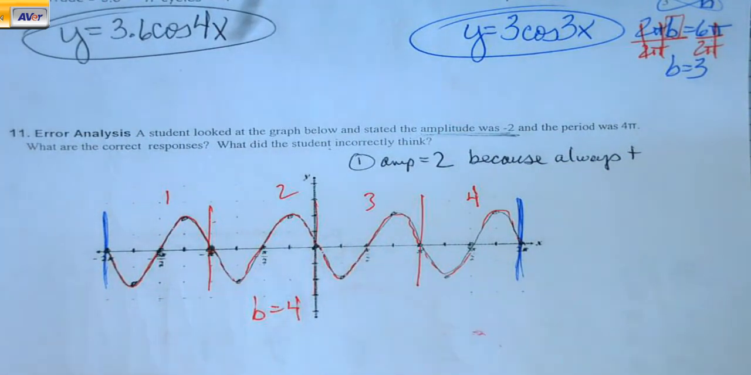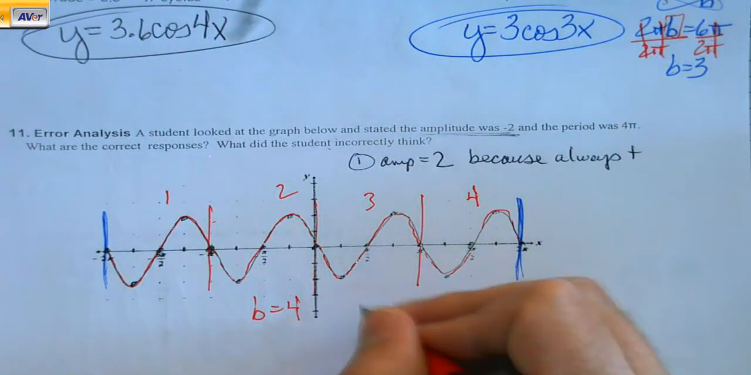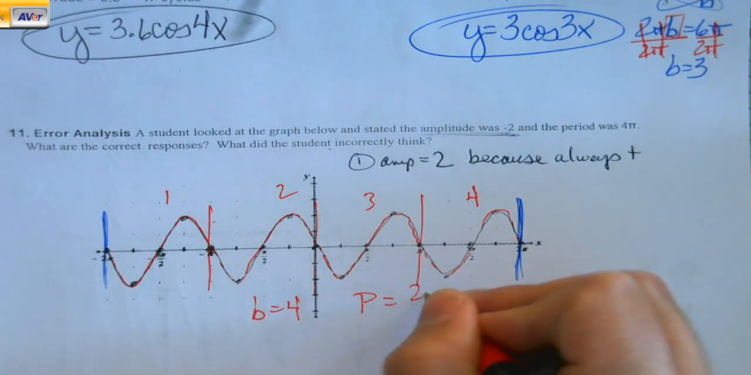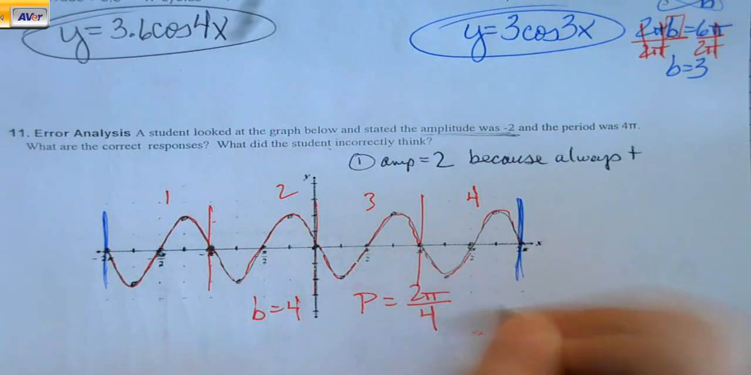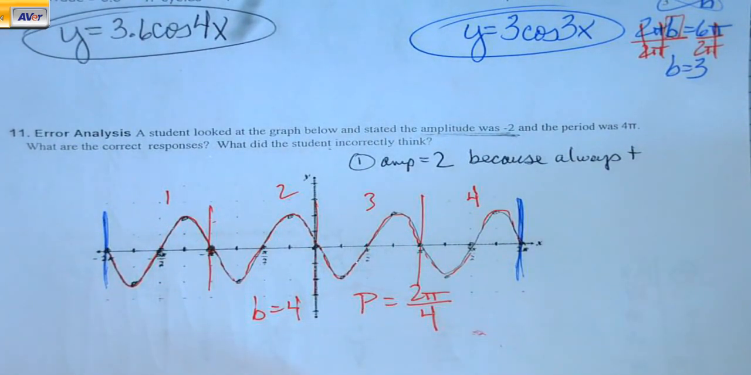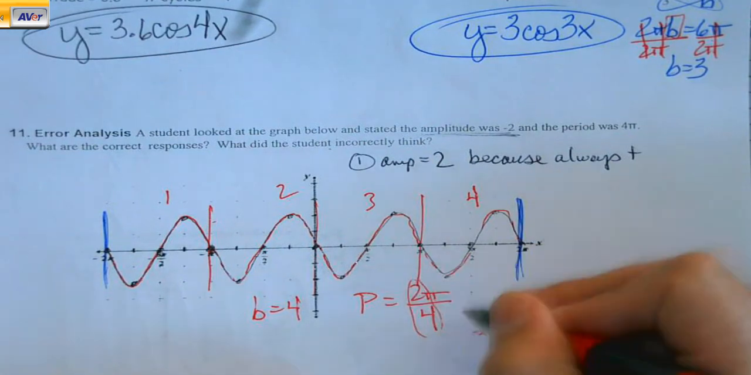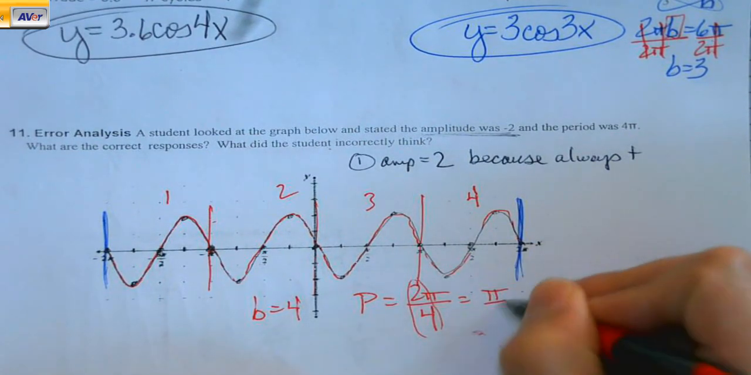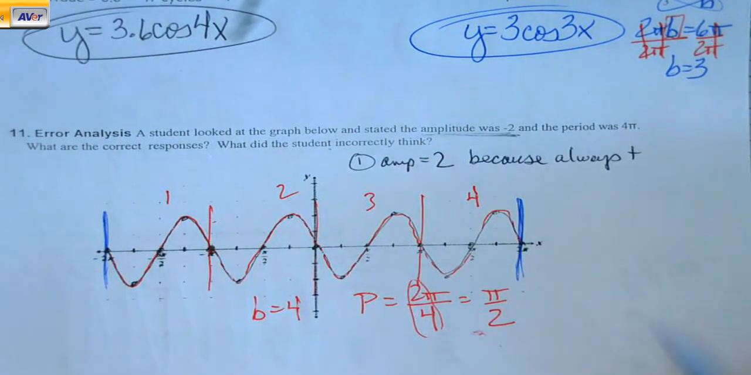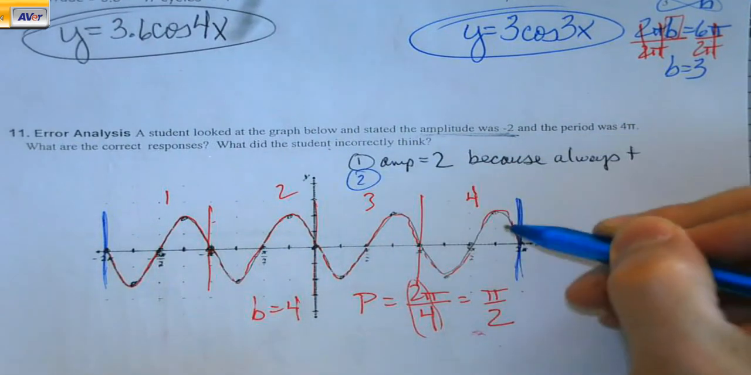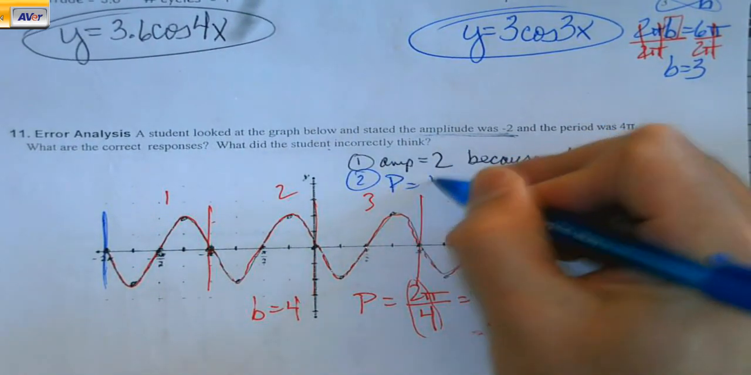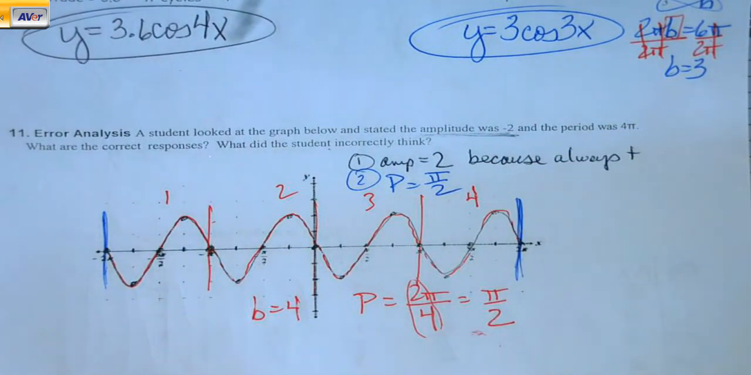Which means my b equals 4. So my period is 2 pi over b. I reduce that part to pi over 2. So let's see. Period is pi over 2. That's the correct one.